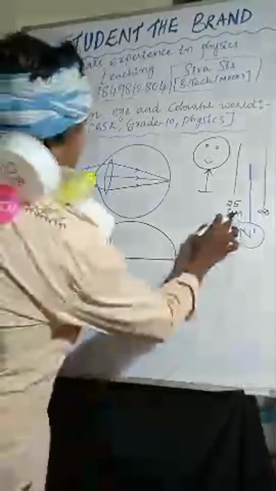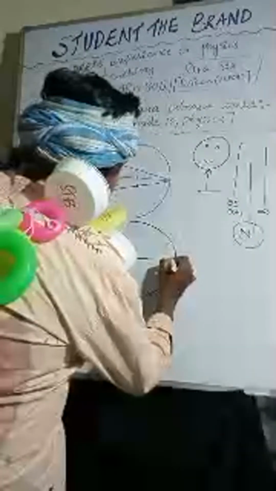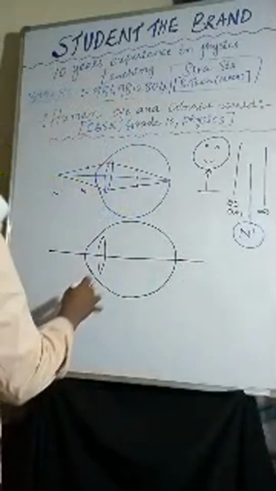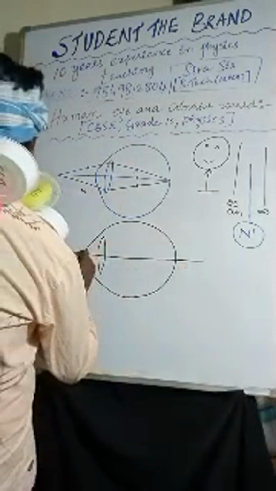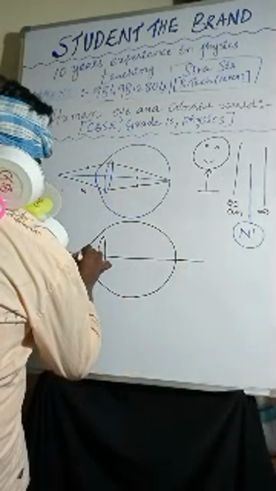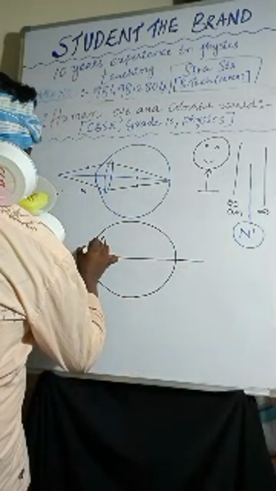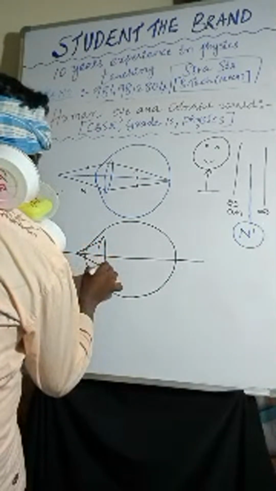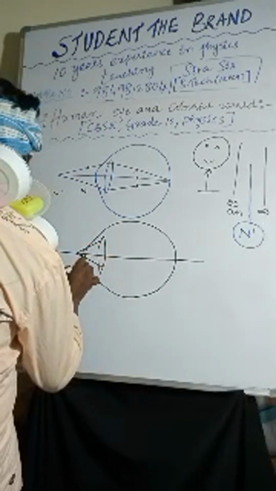If the light rays are coming from 25 centimeter, what happens? We'll see. Light rays will meet beyond 25 centimeter. I'm taking this as N, and this is N dash.